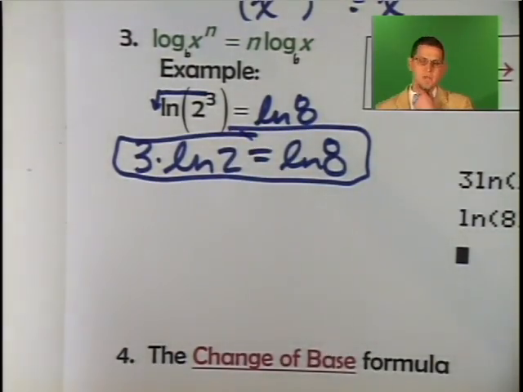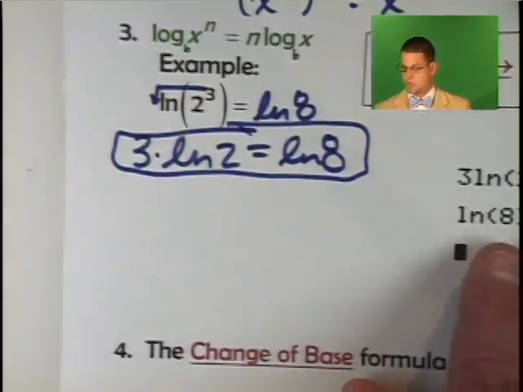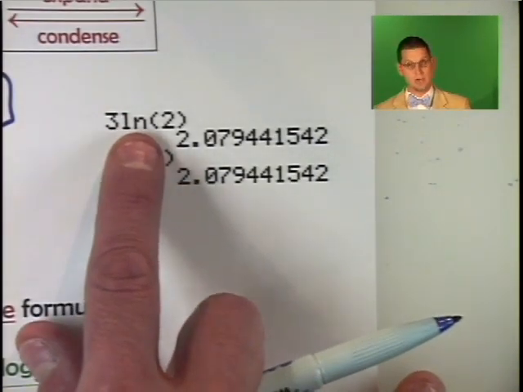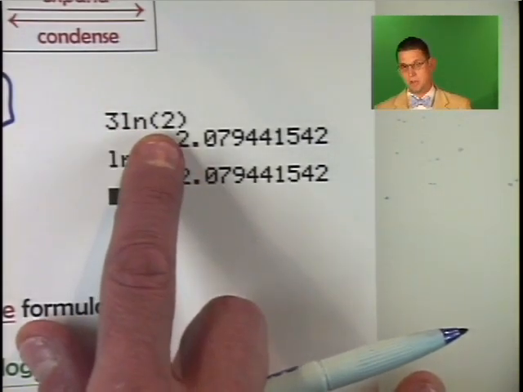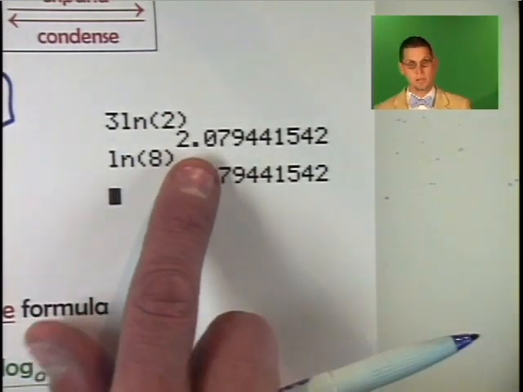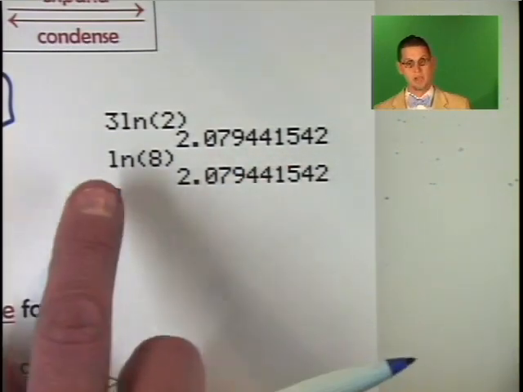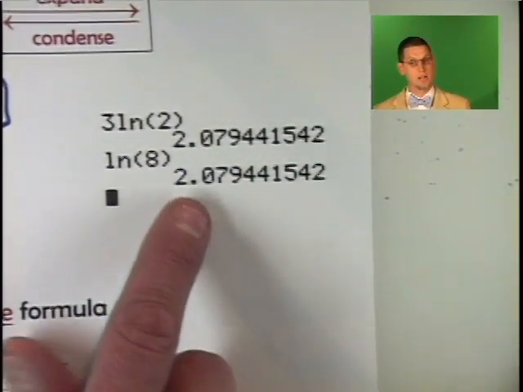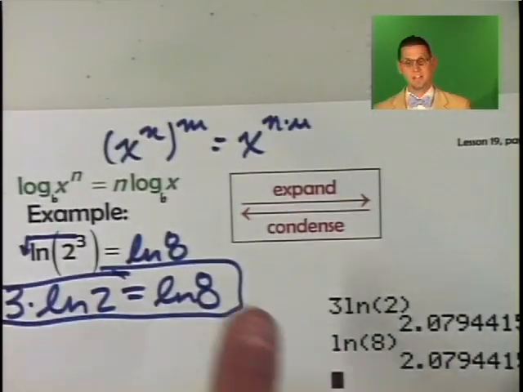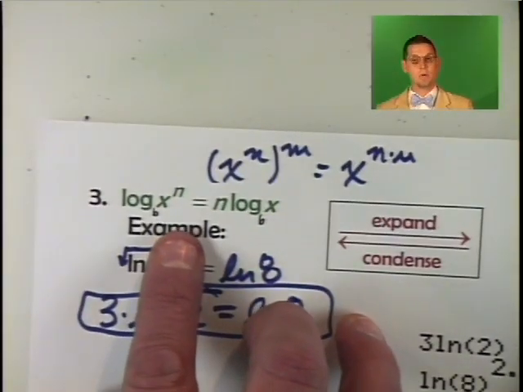But you could verify this on the calculator because your calculator can handle base e, the natural log. So if you pull up the calculator, you'd punch it in just like this, 3 ln. If you notice when you hit the ln, it does open the parentheses. So when you type in your 2, it's a good habit to get into closing it. You get 2.079. If you just typed in natural log of 8 and hit enter, you get the same exact number.